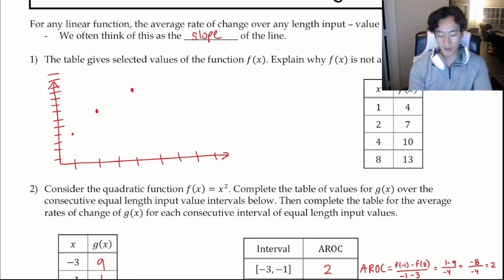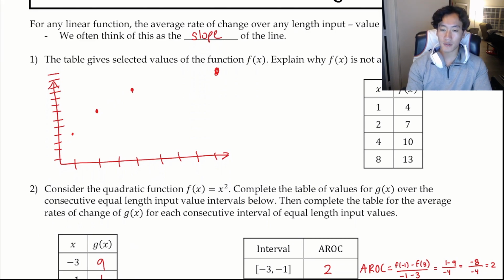So far it kind of looks linear, but you can notice my points are kind of off, maybe because my spacing is off too. But as you see with this last point, 8 comma 13, this is definitely not linear. If I were to connect my points, it's not going to be linear at all. So that's one way to approach it.